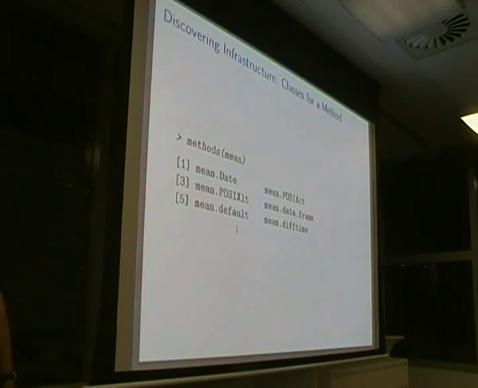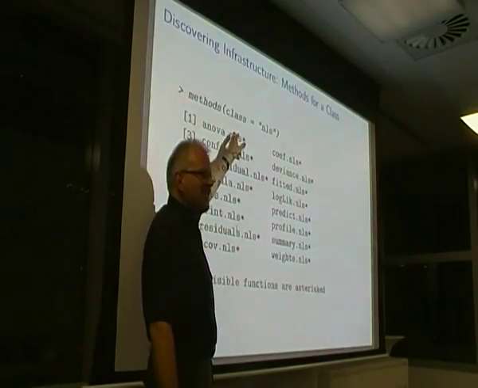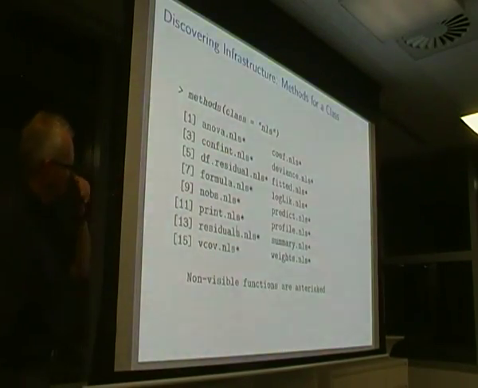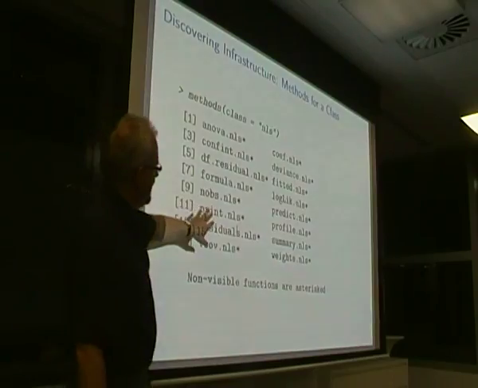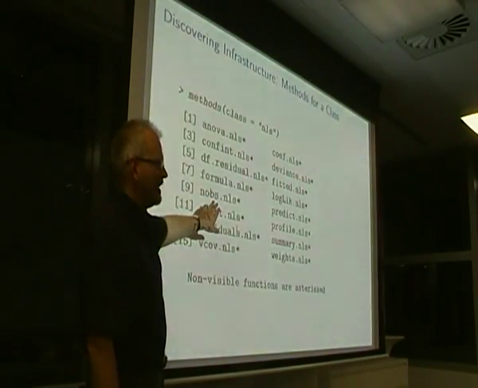What about the methods that are suitable for a particular class? These are all the methods for a generic. The methods for a class we get by supplying the class argument. This is all of the methods that are available for an object that is of class NLS, which is nonlinear least squares.